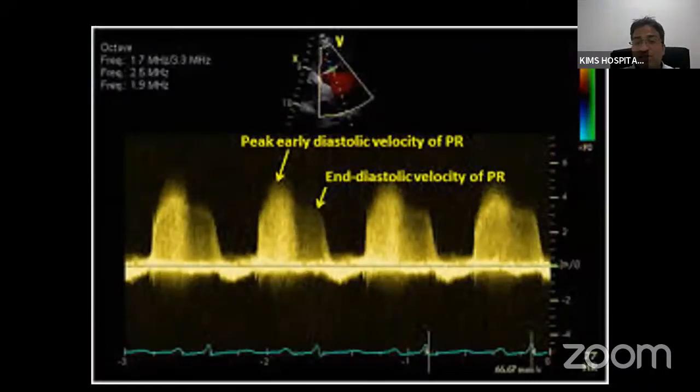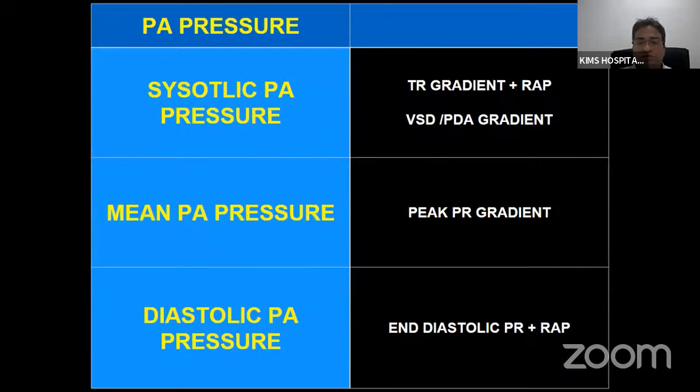In the same way, this is a PR, the peak early diastolic velocity of the PR. That means there's a mean pressure, and the end diastolic PR plus RA pressure will be the PA diastolic pressure. The PA pressure has three things: systolic, diastolic, and mean. Systolic you will get with TR, the mean you will get with the peak PR, and the diastolic you will get with the end PR. So that's why systolic PA pressure is TR with the RAP.